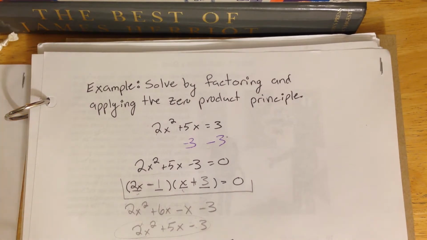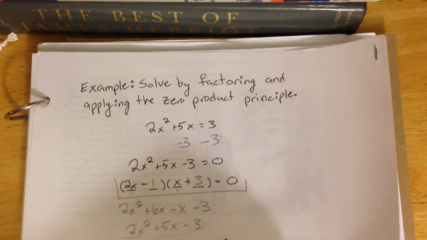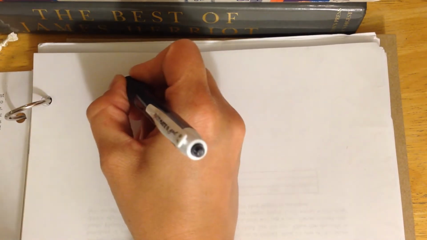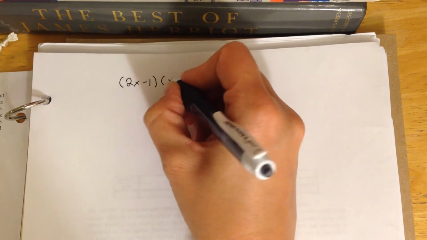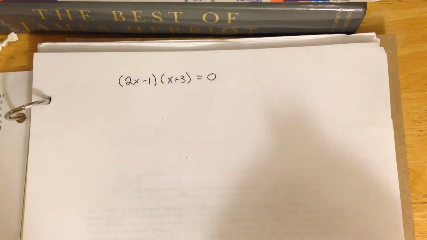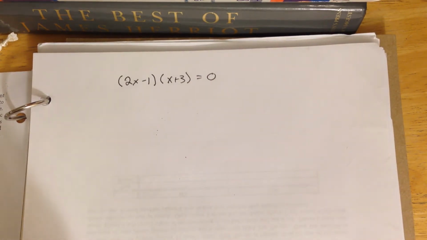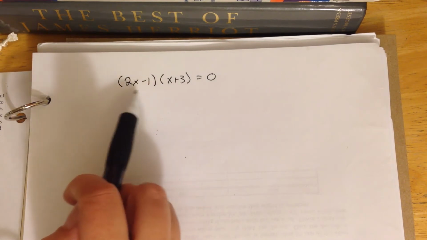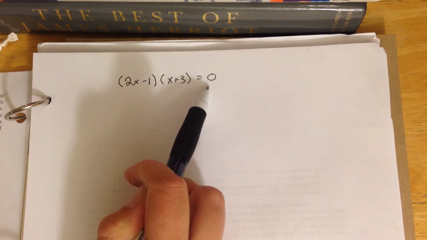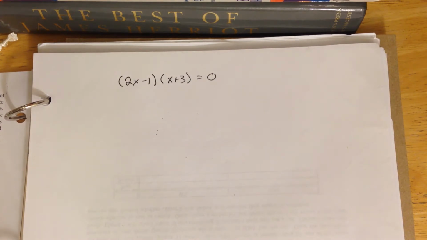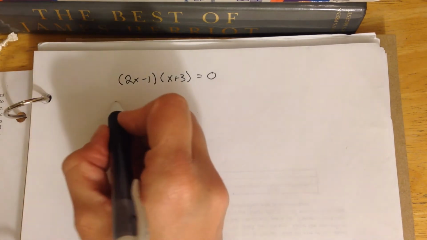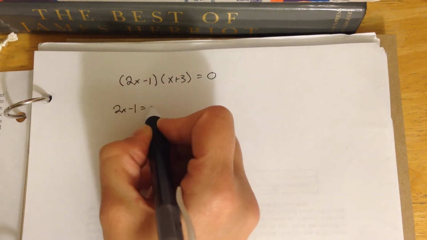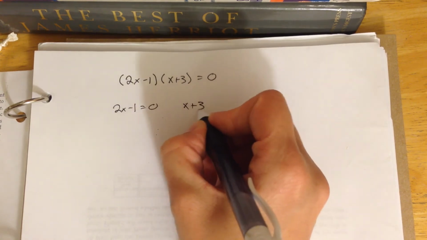Now that I have the correct factorization, I can go ahead and finish solving this problem. I'm going to go ahead and write my factorization down on another page here. I had 2x minus 1 times x plus 3 equals 0. The big idea behind the zero product principle is that the only way to multiply 2 things together and get 0 is if one of those things was 0. So I can set each of my factors equal to 0 and then solve, and I will get my 2 solutions to this quadratic equation.